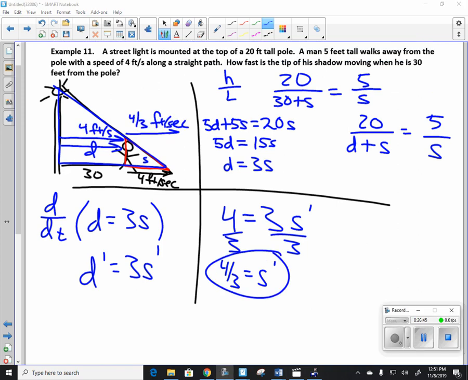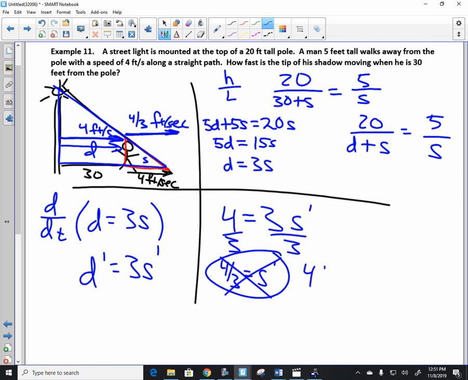So while the answer looks like it's 4/3, understand that he is moving at a rate of 4 feet per second from the pole, and then the shadow is moving at a rate of 4/3 feet per second from him. So as we combine those, we take 4 plus 4/3, or 12/3 plus 4/3, and we get 16/3 feet per second. That is a classic AP problem. Good work.